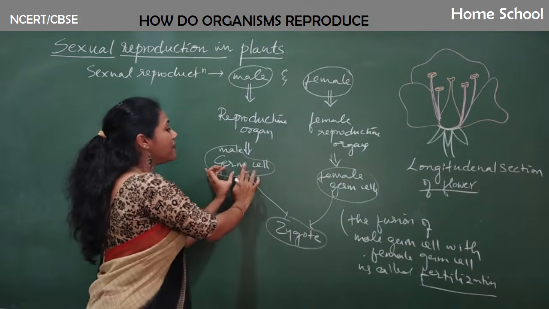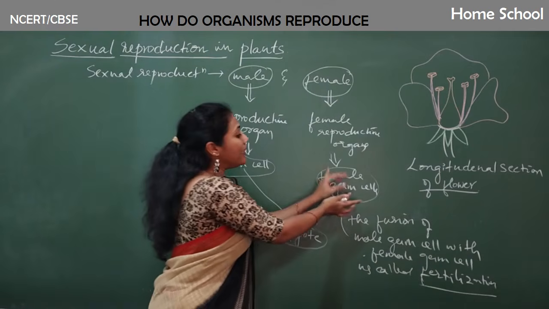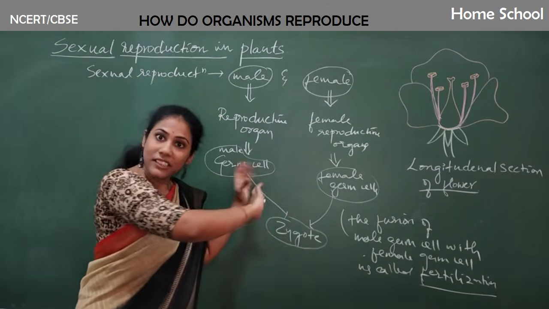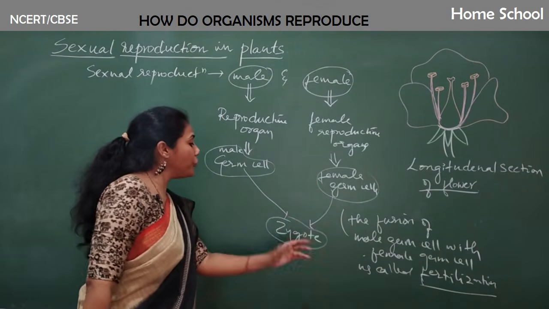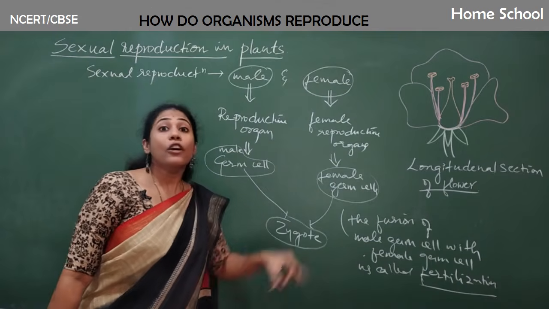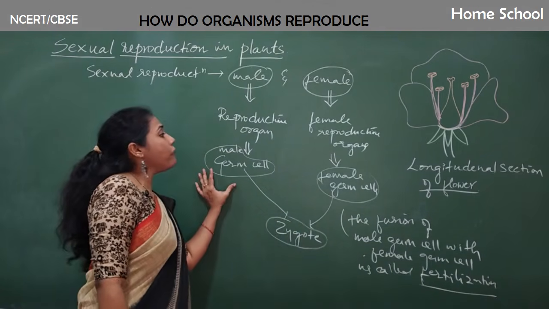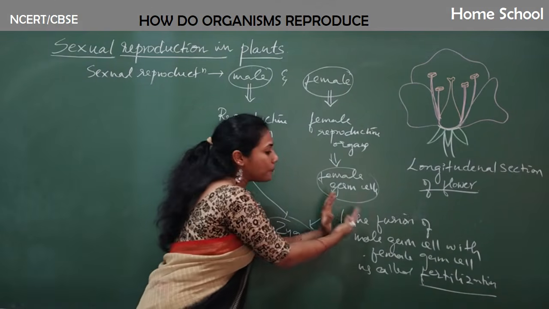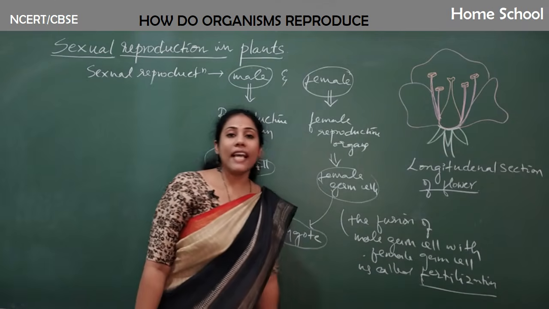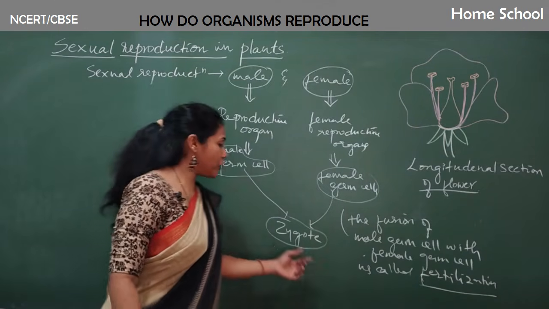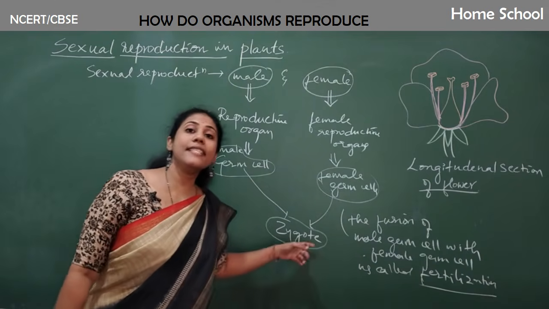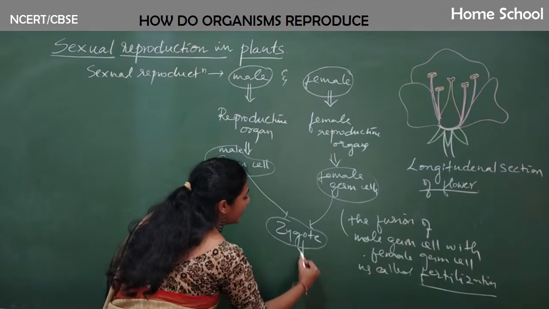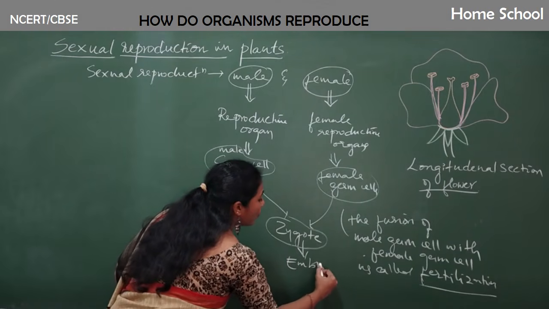Okay, so male germ cell contains father DNA, female germ cell contains mother DNA. So when these cells combine, actually their DNAs also will combine. So you get a single cell structure which includes the DNA of male as well as the DNA of female. Okay, so such a combination, that process we will call it fertilization. So after the fertilization, you will get zygote, a single celled structure. This again divides and you get a multicellular structure called embryo.